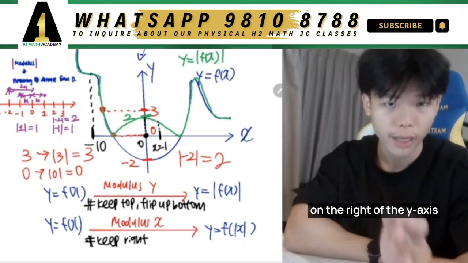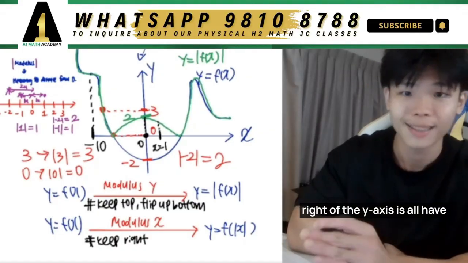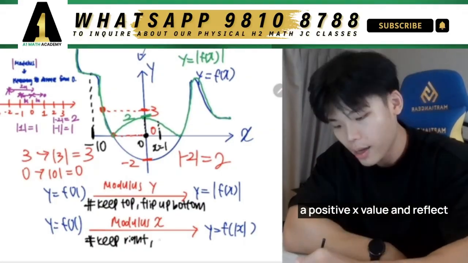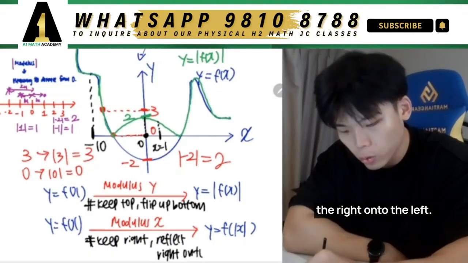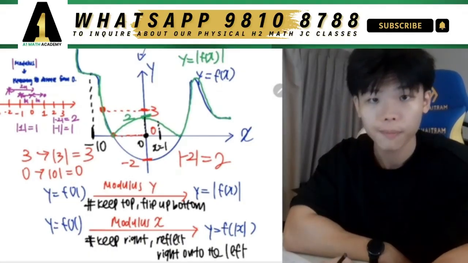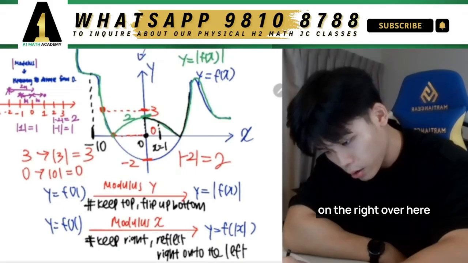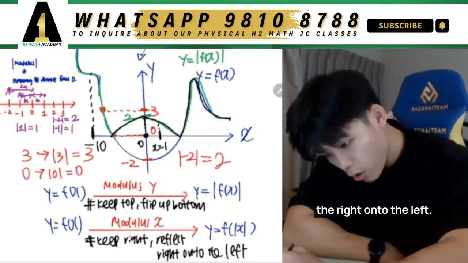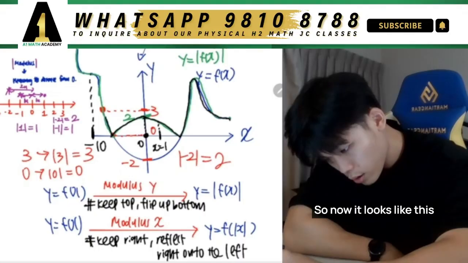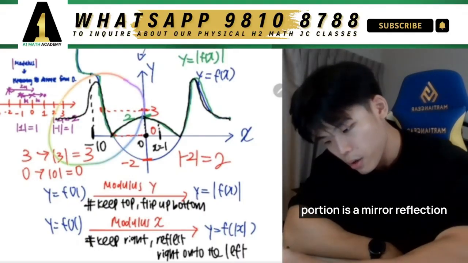everything on the right of the y-axis, because anything on the right of the y-axis all have a positive x value, and reflect the right onto the left. So what that means is I will keep everything on the right over here, and then I will reflect the right onto the left. So now it looks like this, whereby here now this portion is a mirror reflection of here instead.